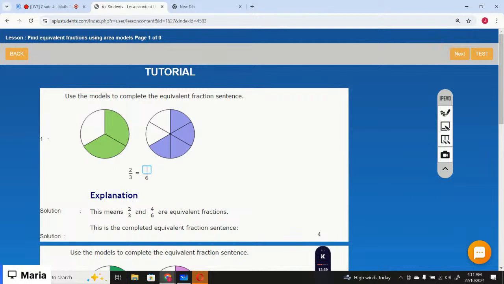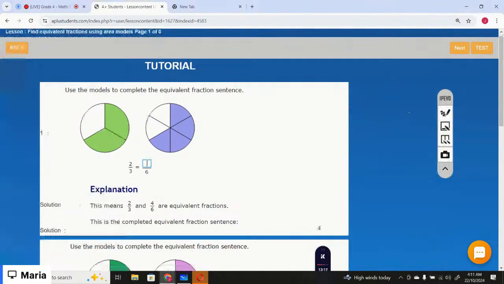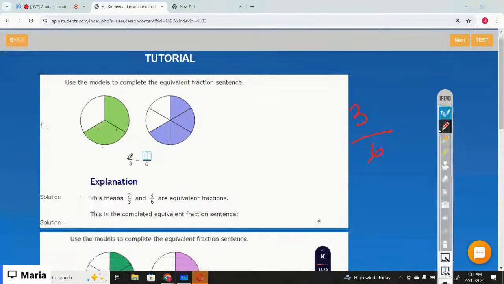Use the models to complete the equivalent fraction sentence. So you are given two of the fractions. You have to complete the equivalent fraction sentence, right? Just look at the first one. 1, 2, 3. The first one has three portions and two are colored. So that's why the fraction is 2 out of 3.